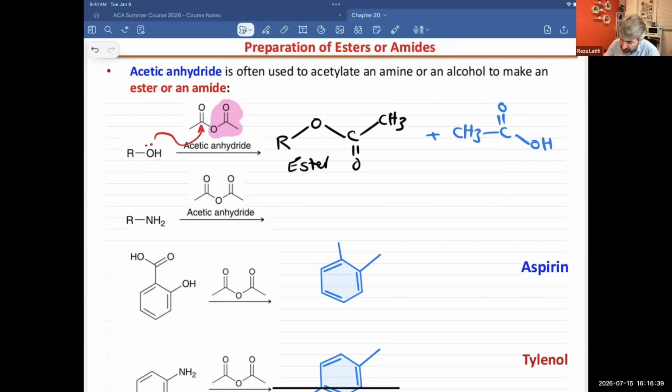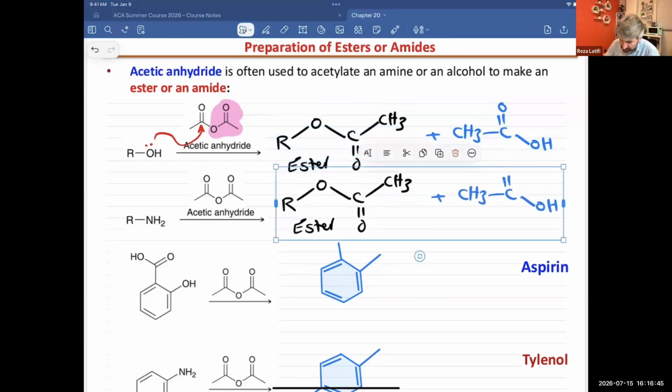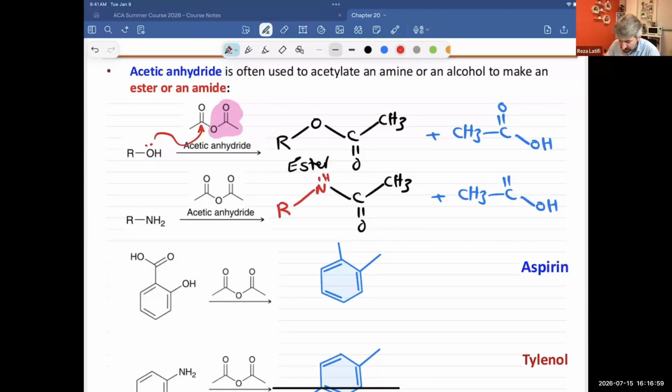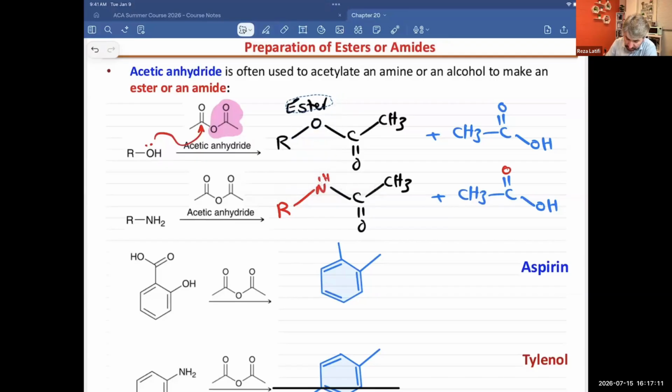And so I'm simply going to copy paste this. But wherever I have O, I will replace it by nitrogen, and this is going to be technically R, and then we will have N, and N has a hydrogen, and on the other side we also get a carboxylic acid. And so we got an ester and also an amide. So this one is an ester, and the second one, let me fix it. So this is going to be an amide.